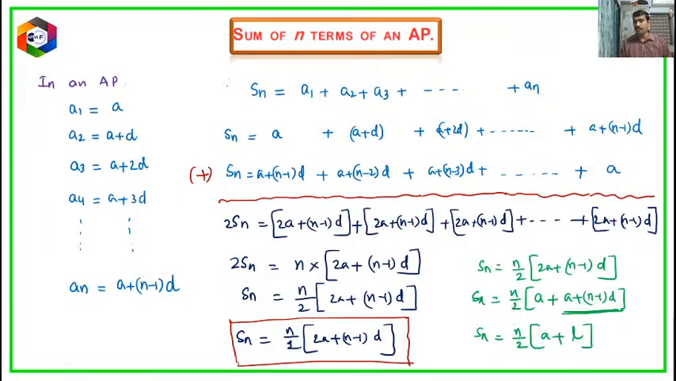Then the sum to n terms formula in an arithmetic progression is n by 2 into a plus l. Once again, Sn is equal to n by 2 into a plus l, or the general formula is n by 2 into 2a plus n minus 1 into d. So however Gauss calculated the sum to 100 numbers, by using the same idea we are able to derive a formula to calculate the sum of the n terms of an arithmetic progression. That is Sn is equal to n by 2 into 2a plus n minus 1 into d.